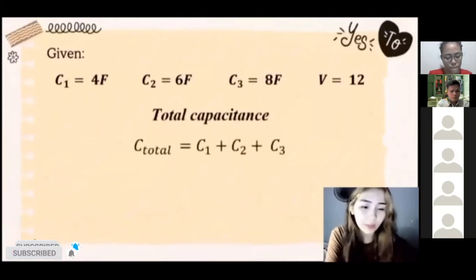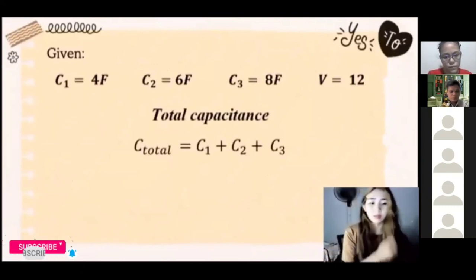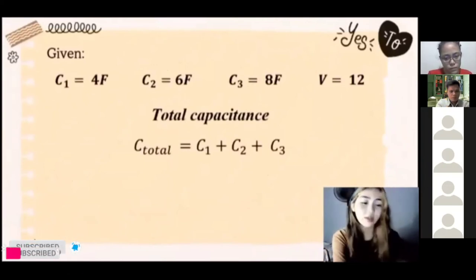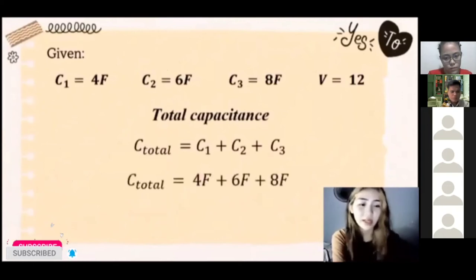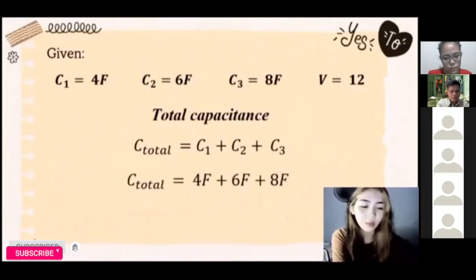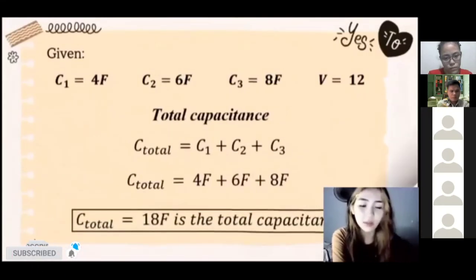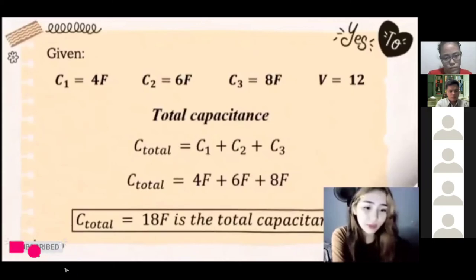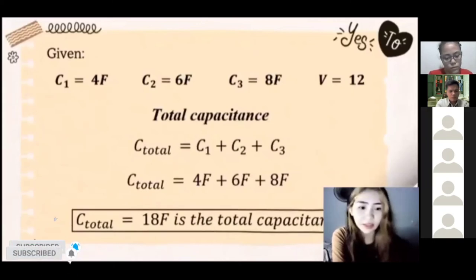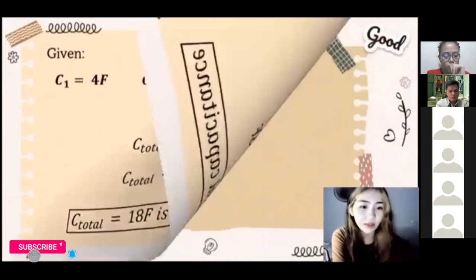So we need to calculate the total capacitance with this formula. C total is equals to C1 plus C2 plus C3. So basically, pag-a-add up lang natin sila, yung tatlo, and C1, which is 4 farad plus 6 farad plus 8 farad, and we'll get total of 18 farad. So 18 farad is our total capacitance.